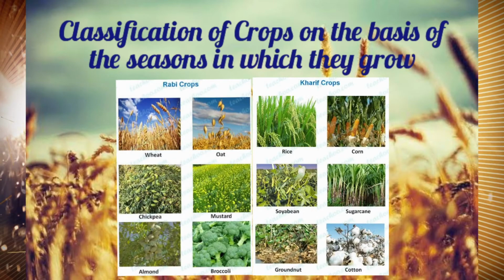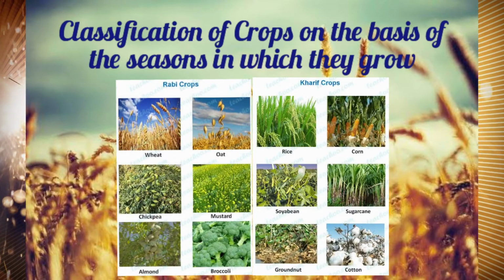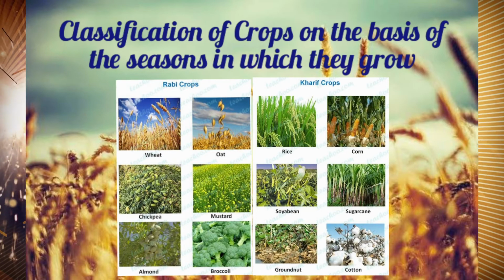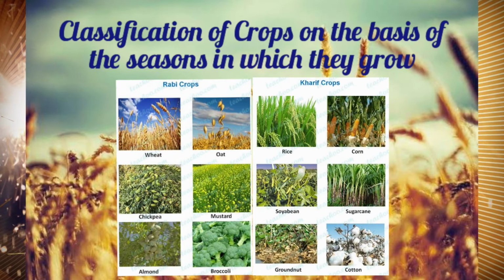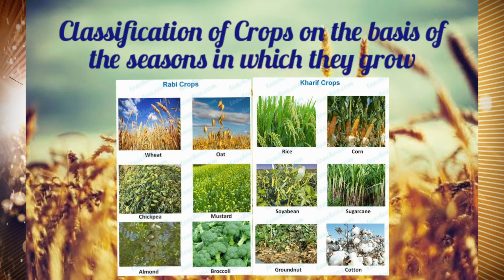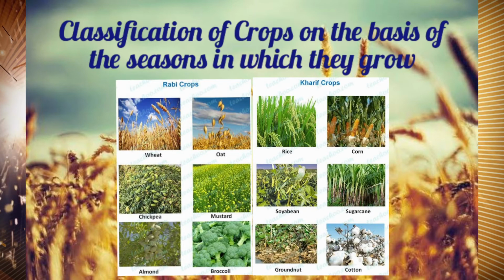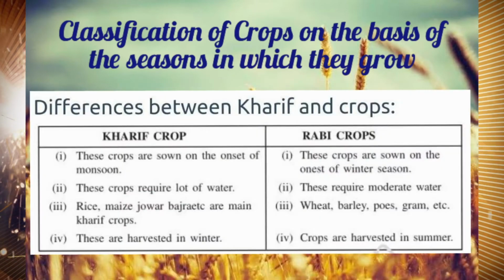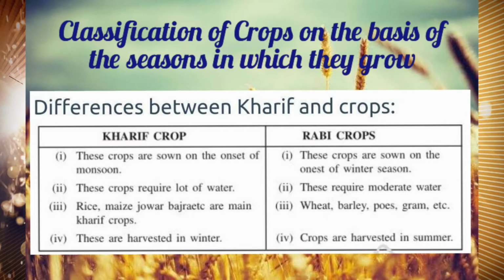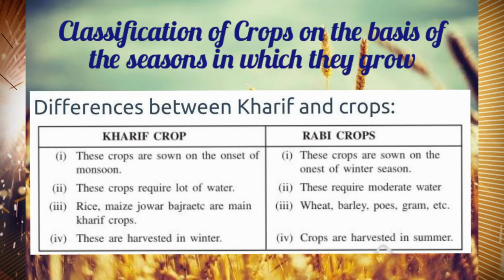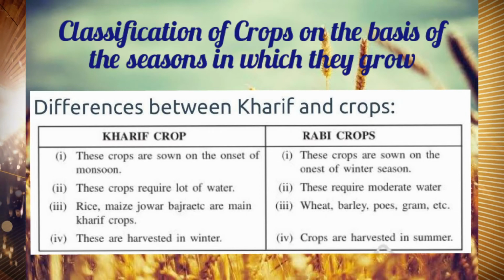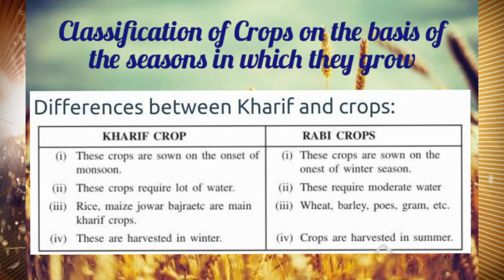Now the examples of rabi crops are wheat, mustard, barley, gram, pea, etc. And the examples of kharif crops are rice, maize, pulses, cotton, groundnut, etc. So these are the examples of rabi crops and kharif crops. इनको इन पर्टिकुलर सीजन में ही उगाए जाते हैं. अभी क्रॉप्स उगाने के लिए अलग अलग सीजन क्यों चूज करते हैं?